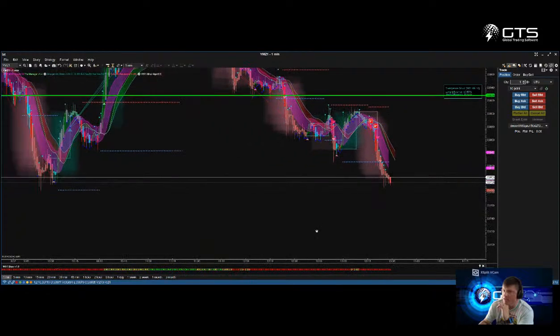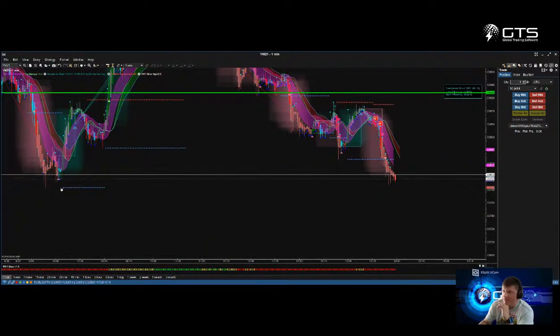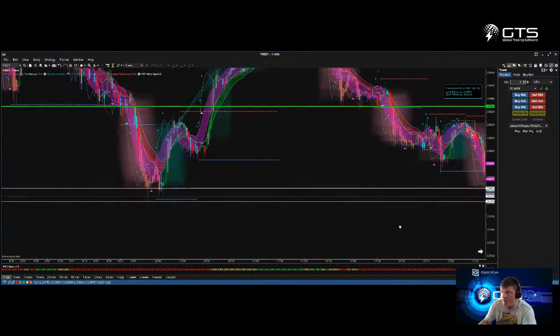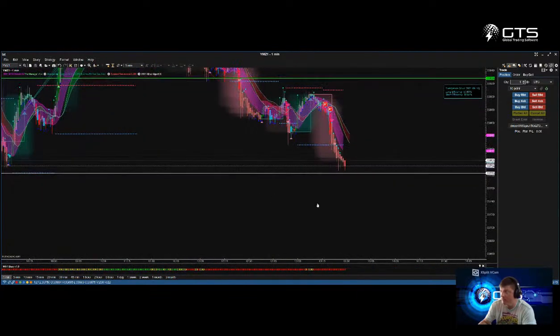Let's see here. Look at that from yesterday. So this 73 area, this zone right here, this zone right here, 783. Boom. This whole zone right here, let's just wait a second and see what happens, right? Now, if we break down below that zone right there, that's interesting.